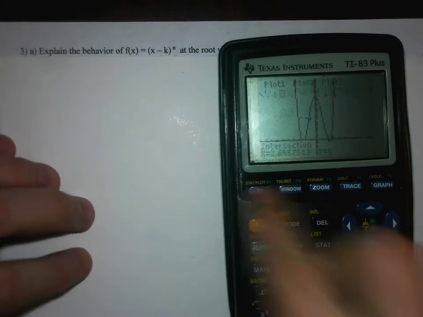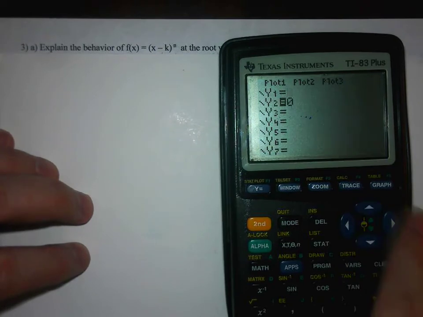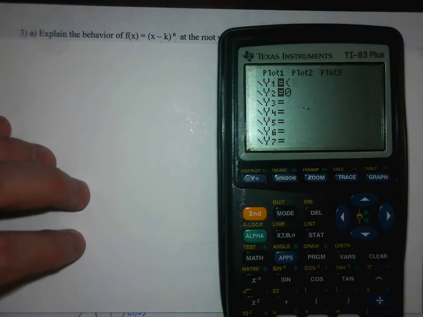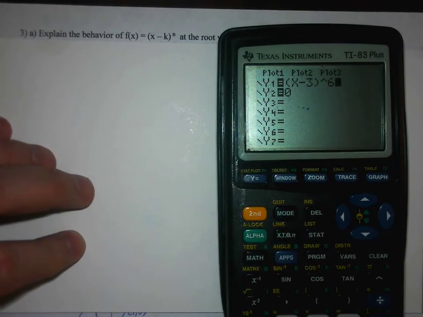Okay, so in general, if you were to look at explaining the behavior of x minus k to the n at the root when n is even. So if you did x minus k squared, x minus k to the 4th, to the 6th, to the 8th, and so on, what happens at the root? So I suggest in your calculator you graph some of those. So let me just, for example, let me graph y equals the quantity x minus 3, and I'll raise it to the 6th. So that would be n is even.